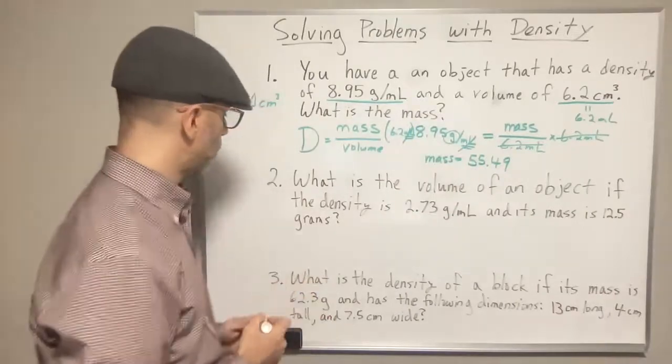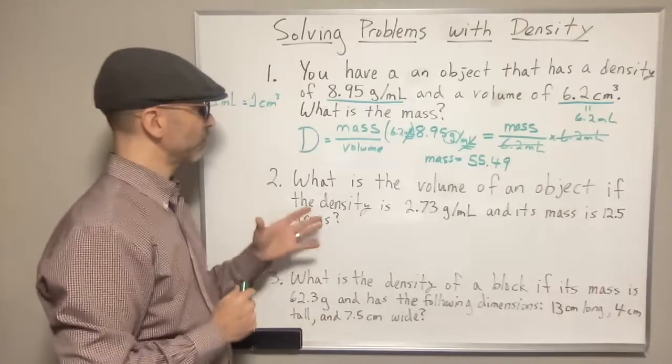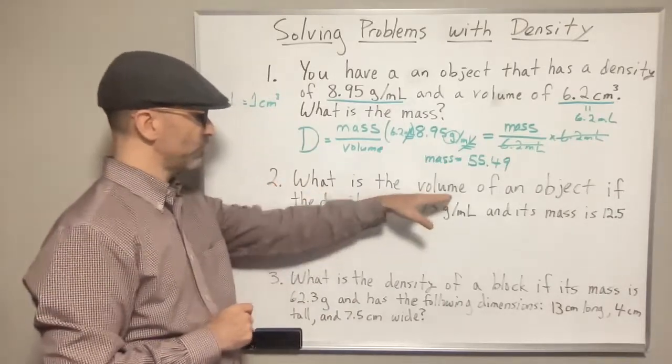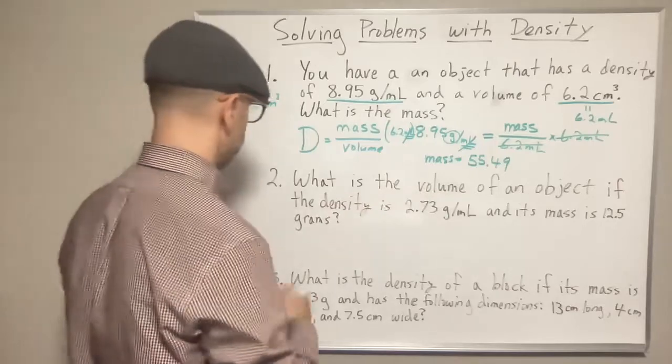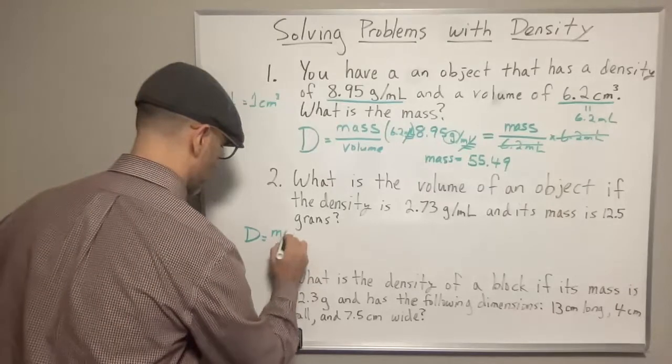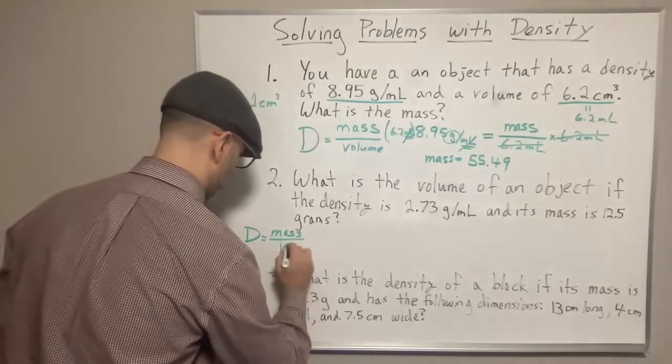Okay, let's do the second one. Kind of like the first, they're asking me a question: what is the volume? This time we're finding volume. So again, our density equation: density is equal to mass over volume.